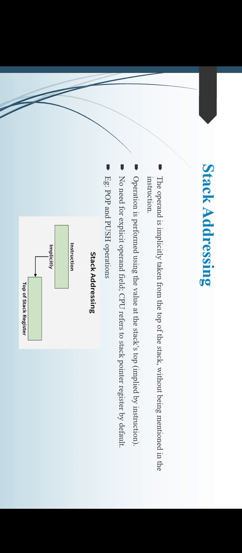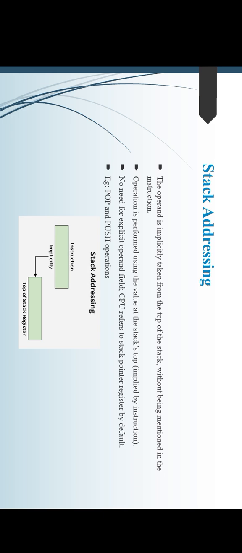Stack addressing is an addressing mode where the operand is stored on the stack, and the CPU uses the stack pointer to access it. The stack follows last in first out, that is LIFO. For example, push 25 and pop R1. Push 25 places the value 25 on the stack, and pop R1 removes the top value from the stack and puts it in R1. The stack pointer keeps track of the top of the stack. This is called the stack pointer.